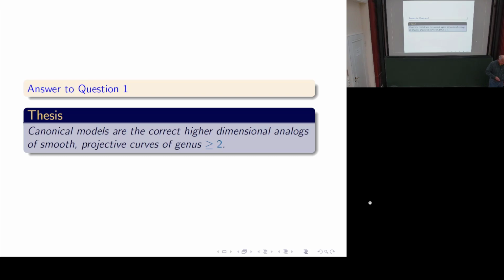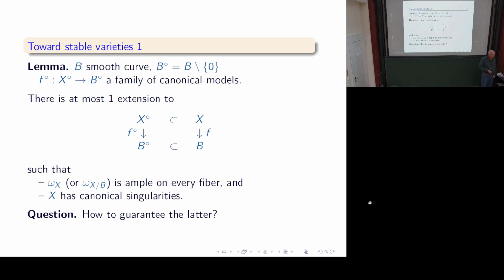So this is what I'm interested in, this canonical model in higher dimension. Now, as I said before, to figure out what's at the boundary, that took longer. And so here is a lemma that should lead there.